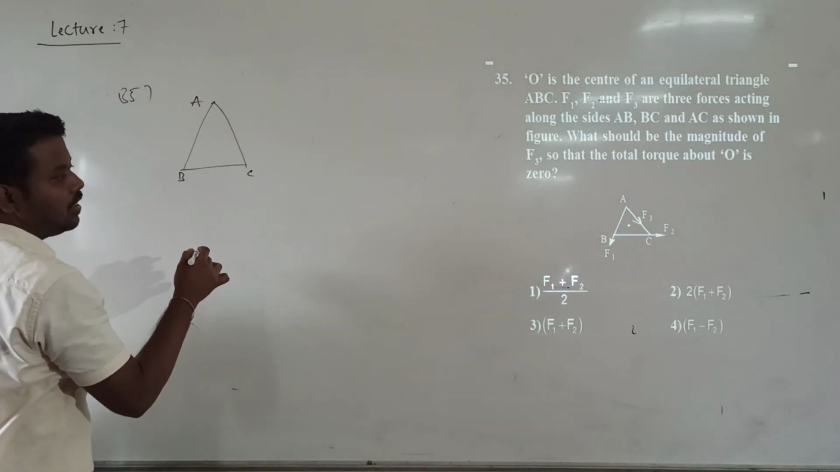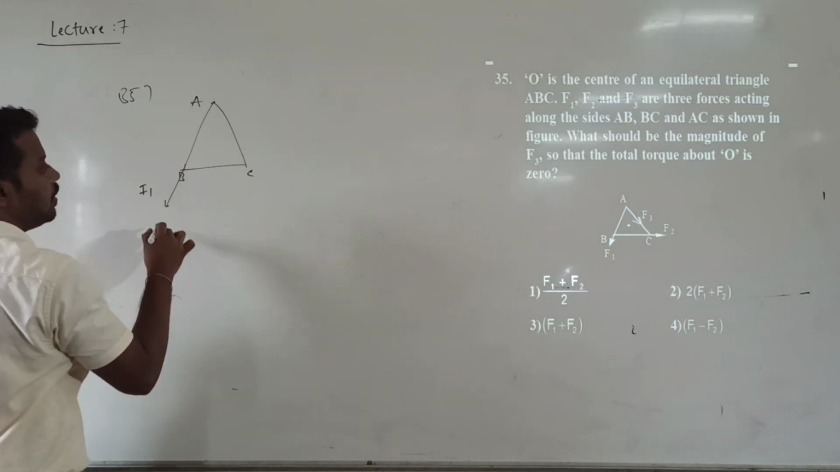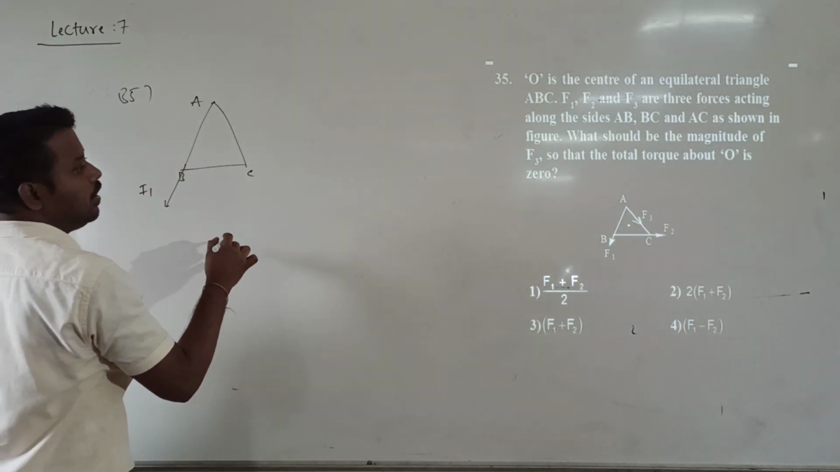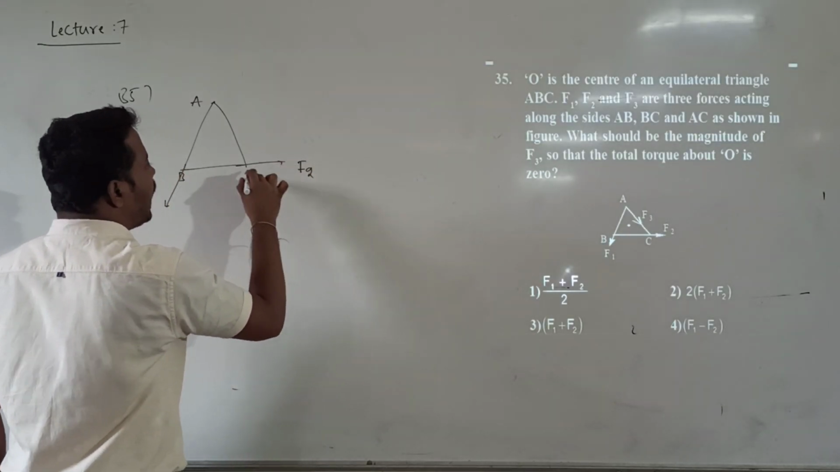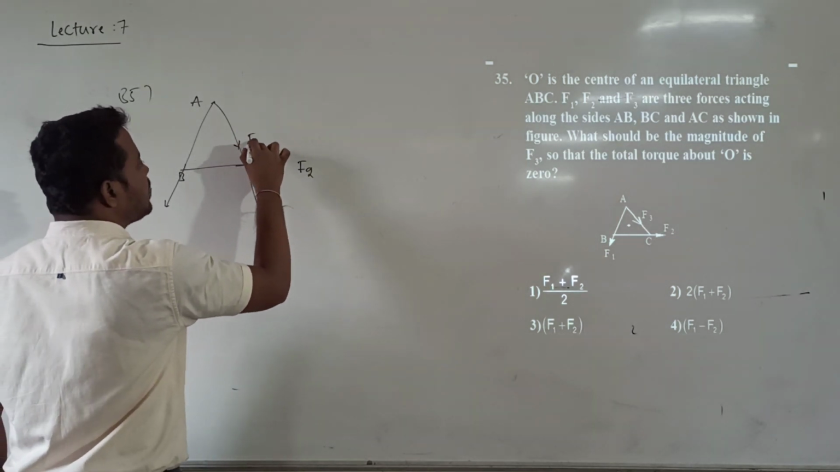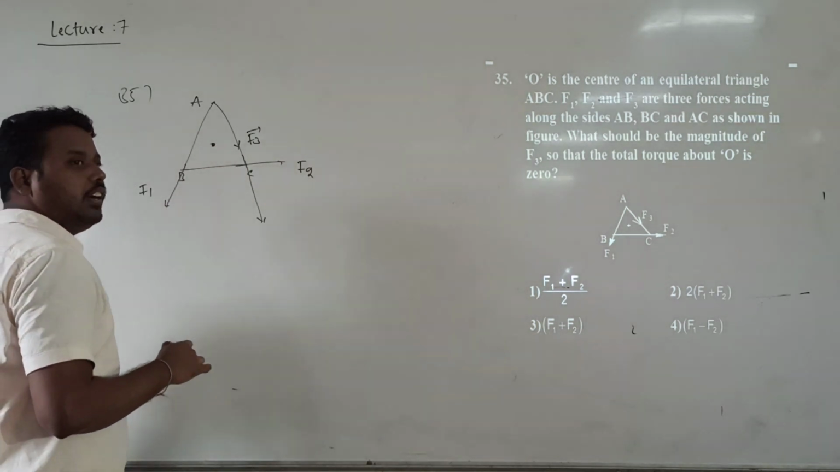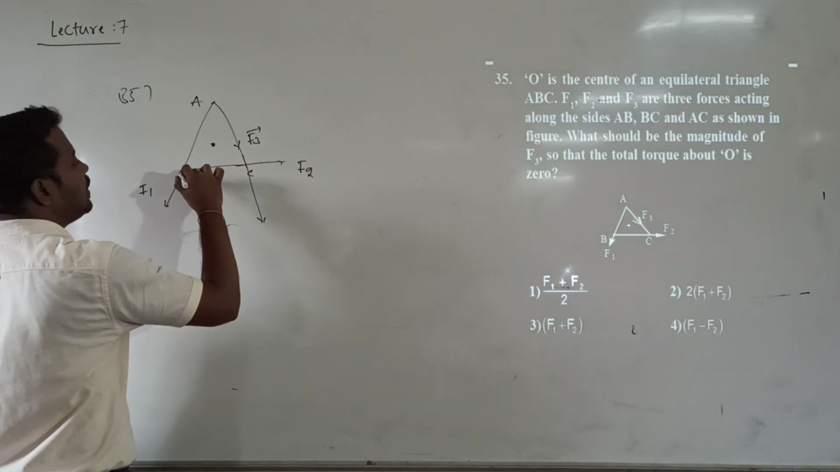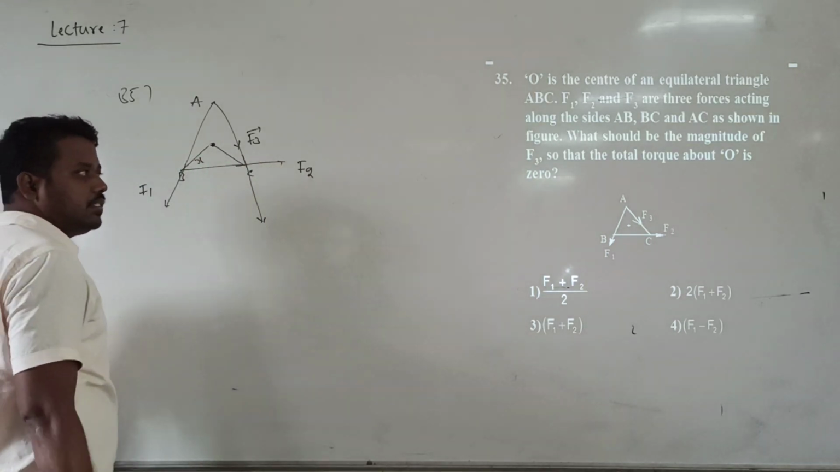One force is acting along AB. That is given by what? F1 bar. Another force is acting along BC. That is given by F2 bar. Another force is acting along AC. That value will be given as F3 bar. Now these three forces are acting about the centroid. So from the centroid, the distance of each vertex will be the same. So can I call the distance x.